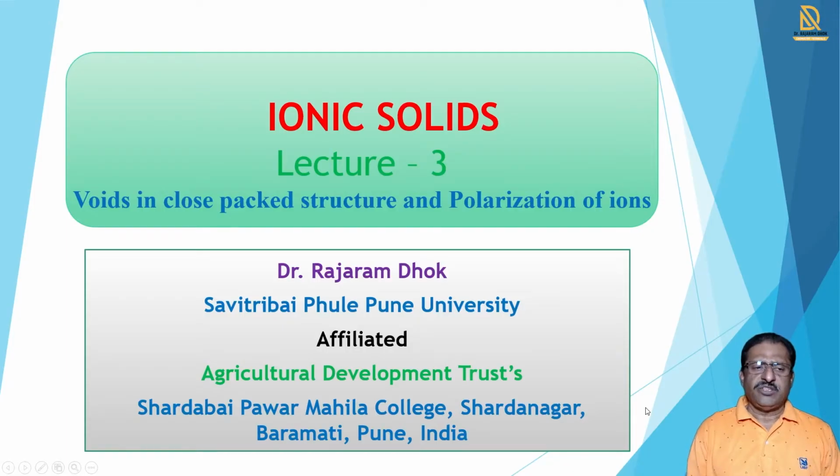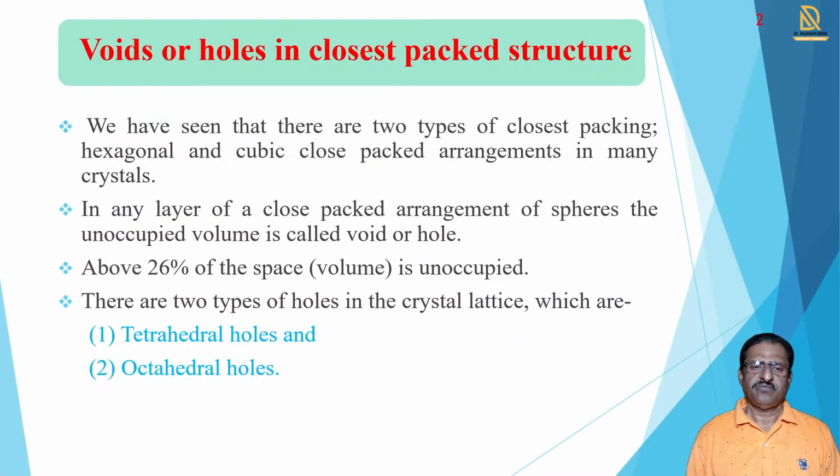Ionic Solids Lecture 3. In this lecture, we learn voids in the close packed structure and polarization of ions. Firstly, we see what is meant by voids or holes in close packed structure. We know that there are two types of close packing: hexagonal close packing and cubic close packing arrangements. Such arrangements are observed in many crystals.